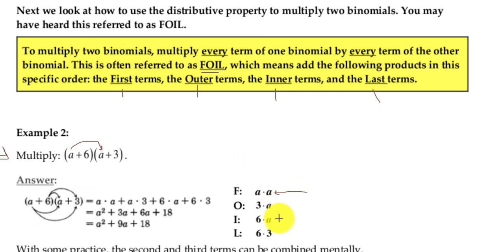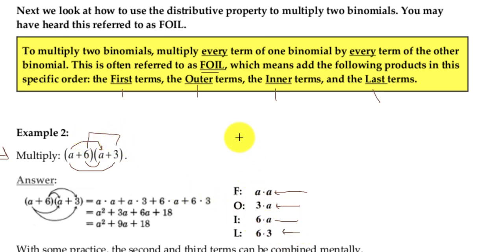A times A. Next letter is the O for outer, so the outer terms would be the A and the 3. The outer term for each piece would be the A and the 3, so you see we have 3 times A. The inner terms would be the 6 times the A, which gives me 6A. And then the last terms would be the 6 and the 3.